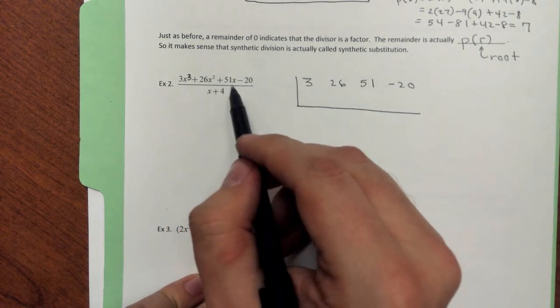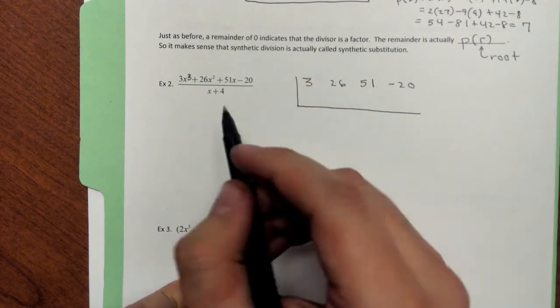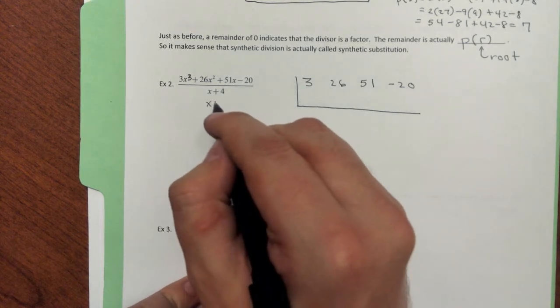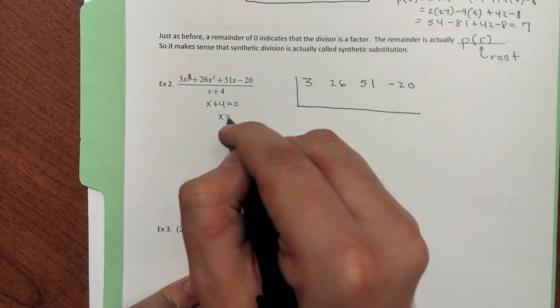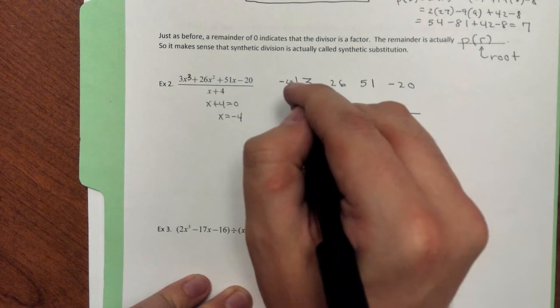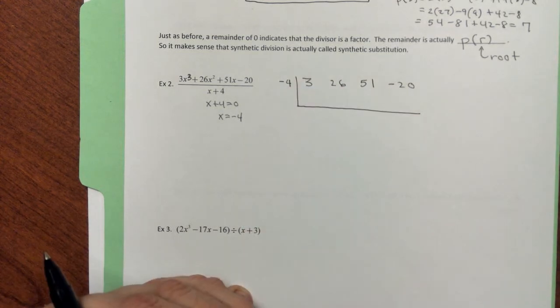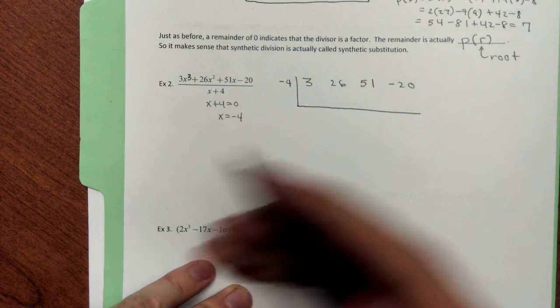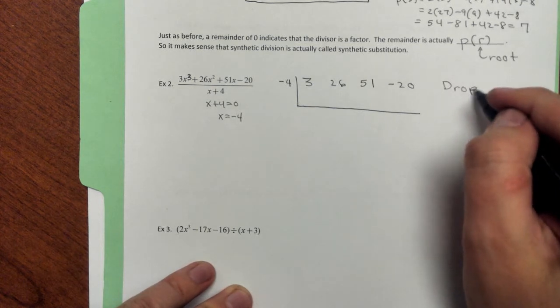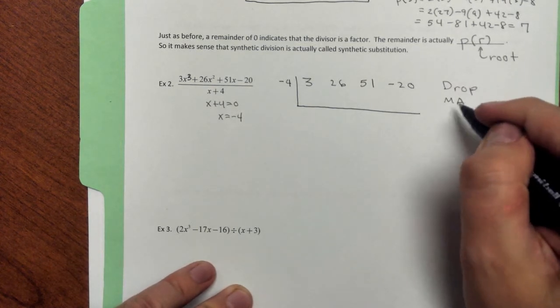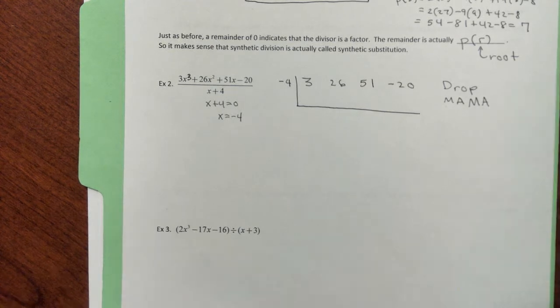X cubed, x squared, x, and a constant, so everything is fine there. X plus 4, well, the root of x plus 4 is negative 4. And I will again do the same process. Drop, multiply, add, drop, multiply, excuse me, I only dropped once. Multiply, add, until I am done.